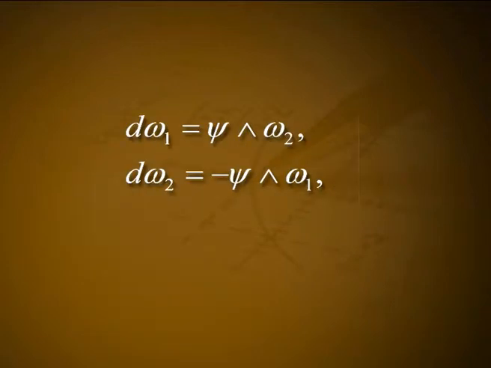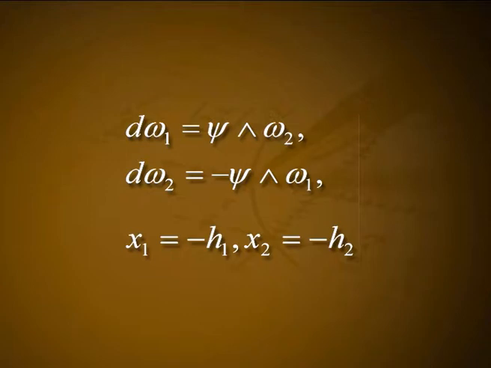Thus, dω1 is equal to ψ wedge ω2 and dω2 is equal to minus ψ wedge ω1, if and only if x1 is equal to minus h1 and x2 is equal to minus h2. This gives both existence and uniqueness. Cartan's structural equations have a dual formulation in terms of vector fields.